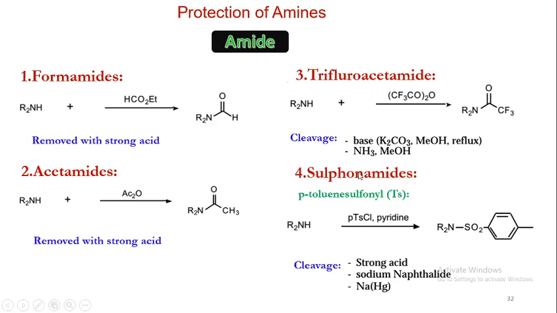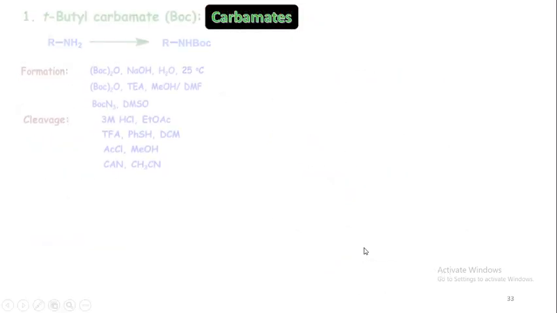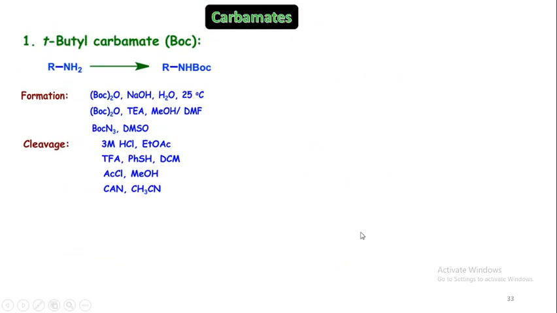The fourth one is sulfonamide. Paratoluenesulfonyl chloride is used to protect the amines as sulfonamide in the presence of pyridine, and this can be deprotected by using strong acid, sodium naphthalide or sodium amalgam. Another way to protect the amines is to convert the amine into carbamate. Carbamates have a carbonyl group attached to two different heteroatoms.